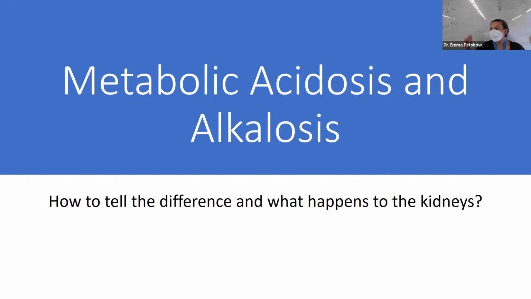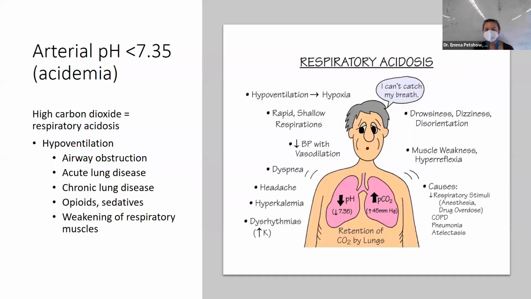Metabolic acidosis and alkalosis. How to tell the difference, what happens to the kidneys. We'll also talk about what happens to the whole body. This is really 4 different states, and we're going to talk about it in 4 different ways. So first, respiratory acidosis. When our arterial pH decreases below 7.4, we can call that acidemia. When we have a low pH of our blood and a high carbon dioxide level, we can see respiratory acidosis.